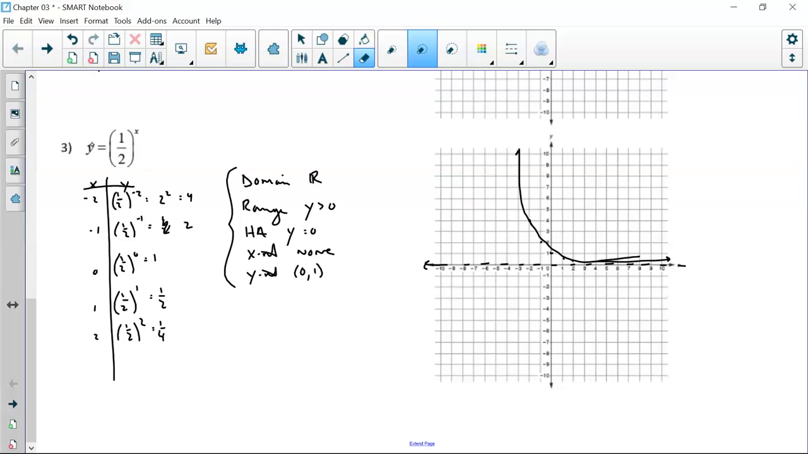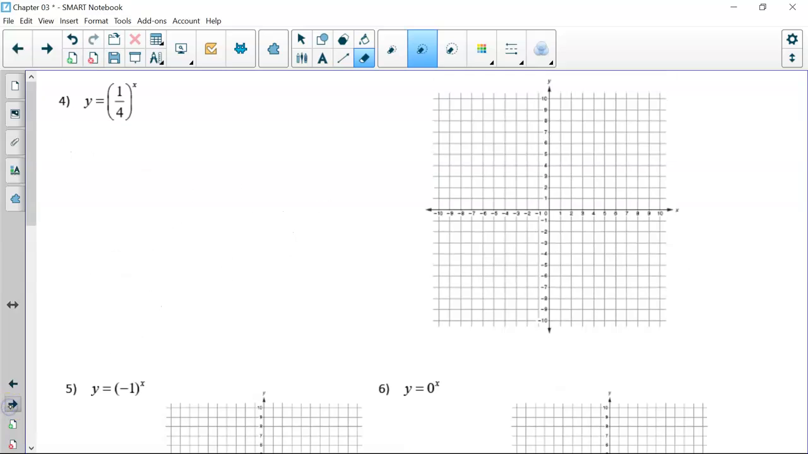Let's see another one on the next page. 1/4 to the x.